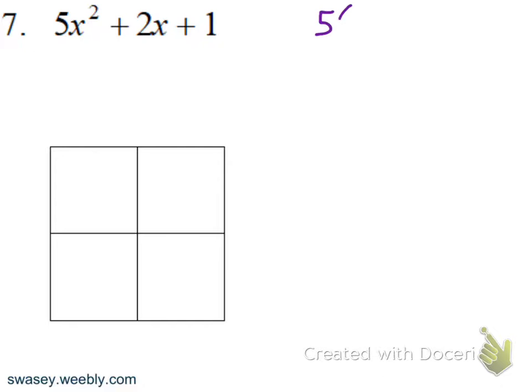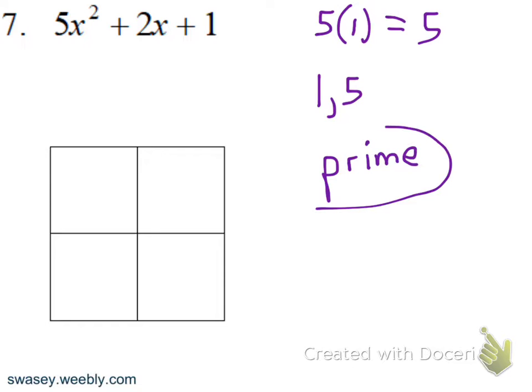GCF is 1, 5 times 1 is 5. Looking for factors of 5 that add up to 2. The only way to multiply and get 5 is 1 times 5. That does not add up to 2. So if you've exhausted all possibilities and it doesn't factor, we call that prime.